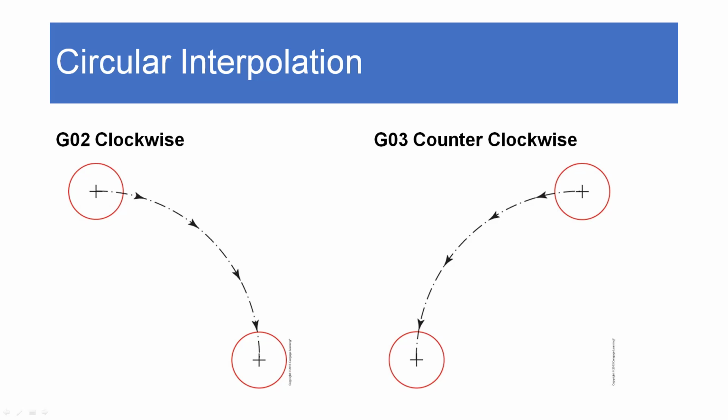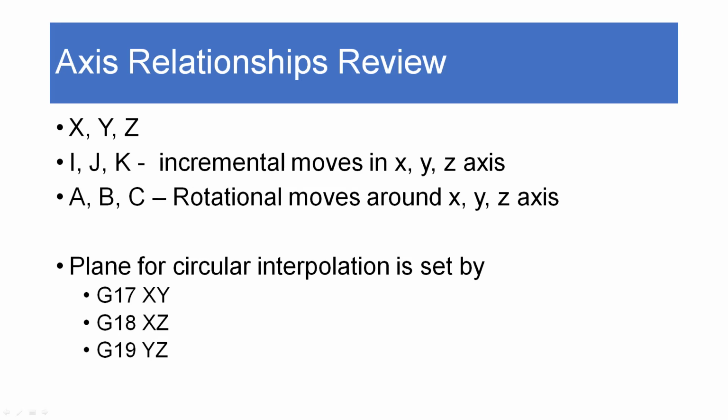So before we talk about that information, let's talk about our axes relationships. And you may remember this when we were talking about introduction to CNC motion, I've got X, Y, and Z. Well, we're all familiar with that. I've also got a couple of axes, I, J, and K. Those are incremental moves in the X, Y, and Z axis, respectively. Now I have the third ones, the rotations, which we won't use because we don't have our rotary installed. That is A, B, and C. So I can rotate around the X, Y, and Z axes also.